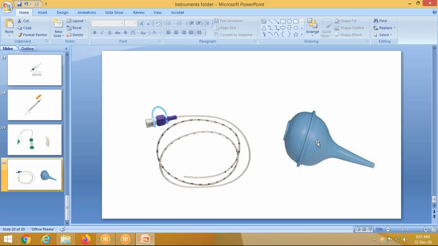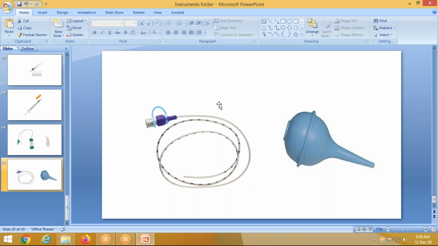So on the right side you can see a mucus sucker. How do you introduce it? You don't introduce the mucus sucker directly into the mouth and then squeeze it. Before introducing, you squeeze it and then introduce it, and you allow the bulb to expand so that negative suction is provided and all the contents are removed. You know, M followed by N, so mouth followed by nostril.